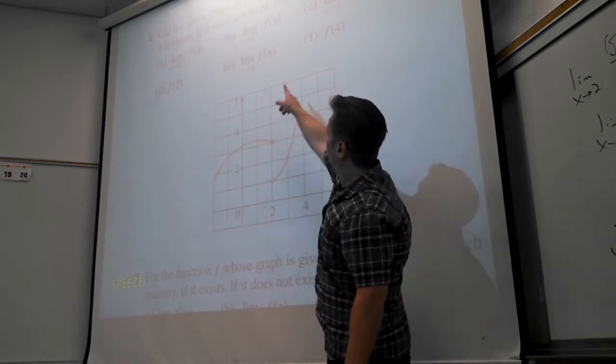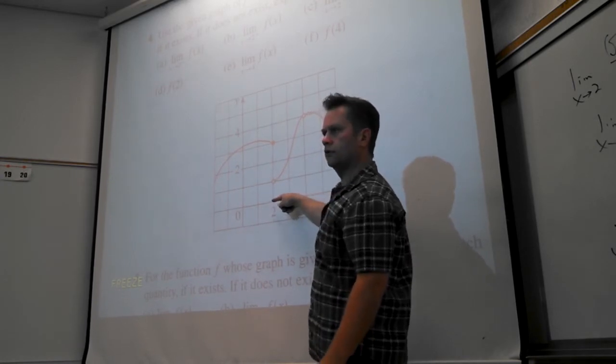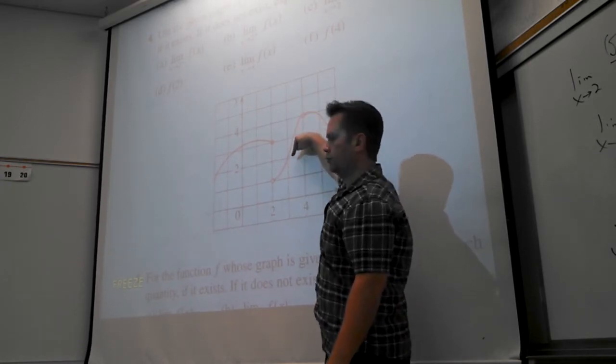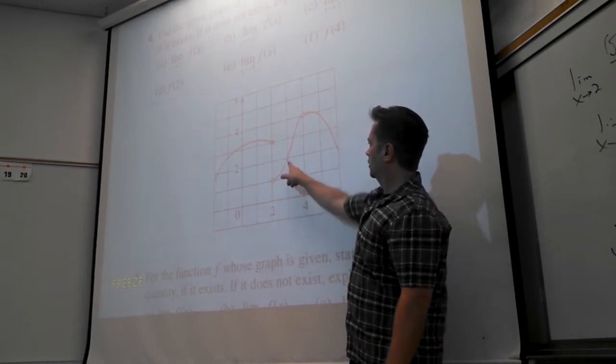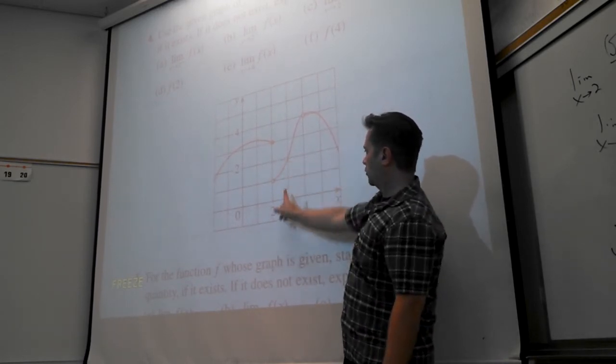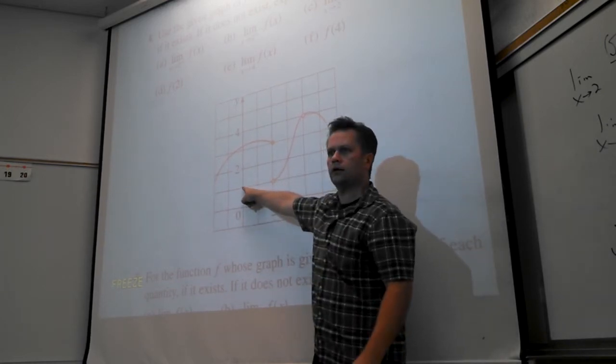What's the limit as x goes to 2 from above? So what are the outputs doing as they approach 2 from above? What are the outputs doing? Approaching what? 2. They hit 2 at 3, right? And if you get closer to 2, what are the outputs doing? They're approaching 1, exactly. I like it.